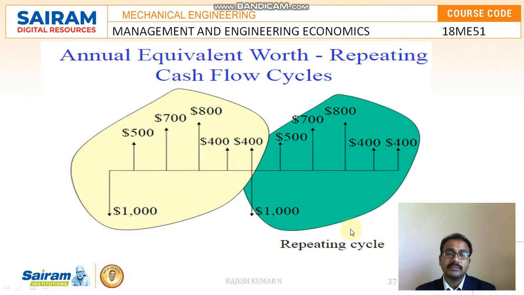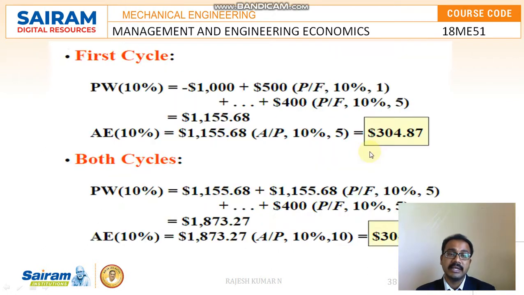And for the annual equivalent worth of repeating cash flow cycles, here also we can see that there are fluctuations in the profits of the same cycle. You can see 500, 700, 800, 400, and 400, in years 1, 2, 3, 4, 5. In the fifth year again there is an investment of $1,000. Again there will be the outcome of 500, 700, 800, 400, 400. So this is the repeating cycle for the second case.